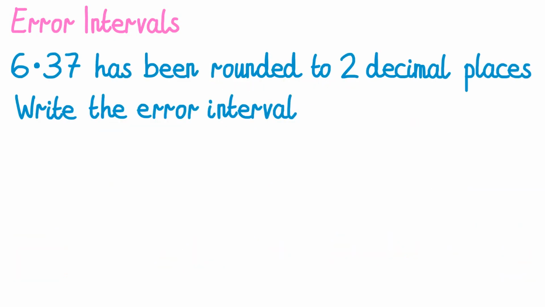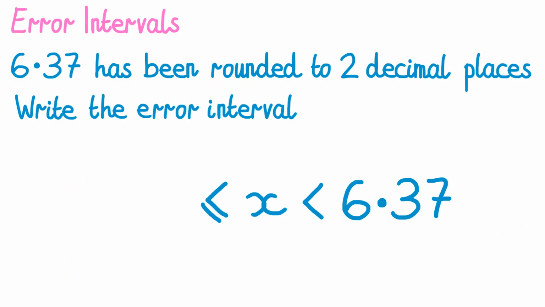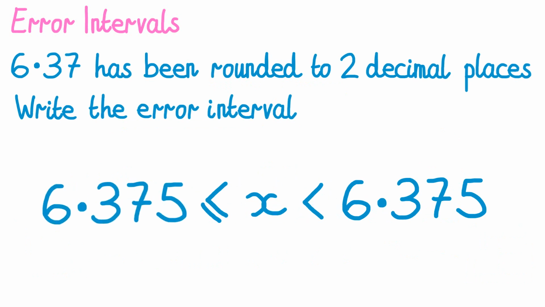For this question here, the first thing to do is write down your x and then your inequality symbols like this. Take the number itself and just add a 5, and that will give you your upper bound. To get your lower bound, take the same number but reduce the number before the 5 down by 1, so from a 7 to a 6, and that's your error interval done.